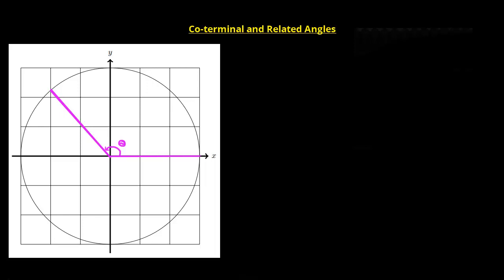So every time you take an angle and add 360 degrees to it, or you can also subtract 360 degrees, and you can do that n times, where n is an integer, that's considered to be a coterminal angle.